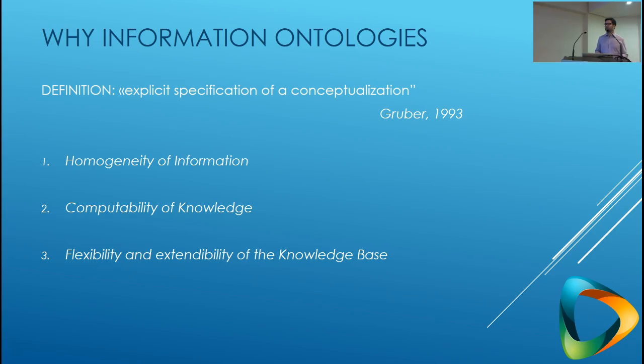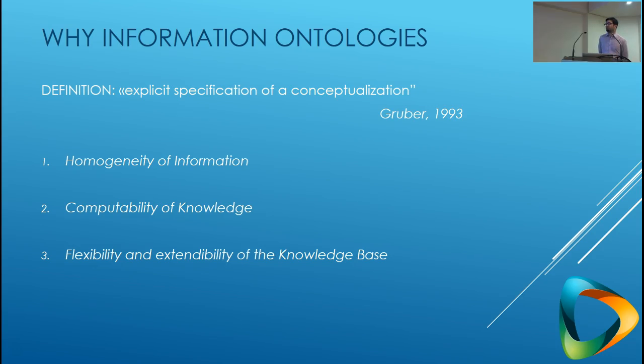And this kind of homogeneity allows us to arrive at the second point, which is the computability of knowledge. If we use information ontologies, we can allow computers to pass through this formalized knowledge and act with queries, with coherence checking rules, operational rules, and so on.